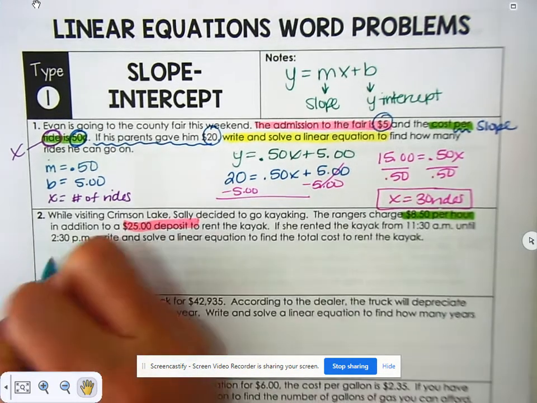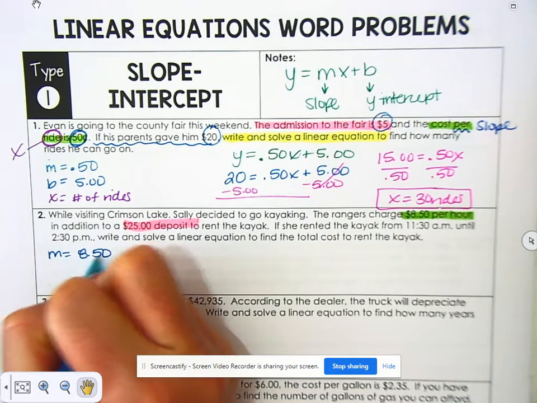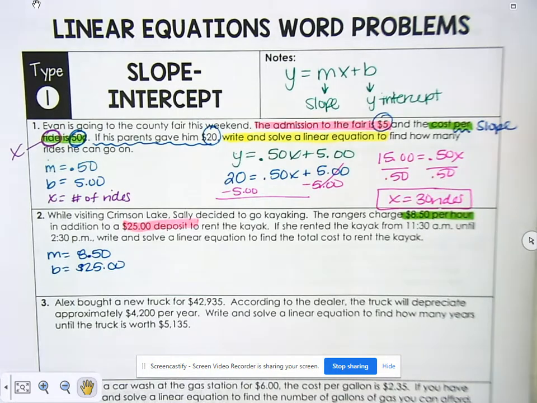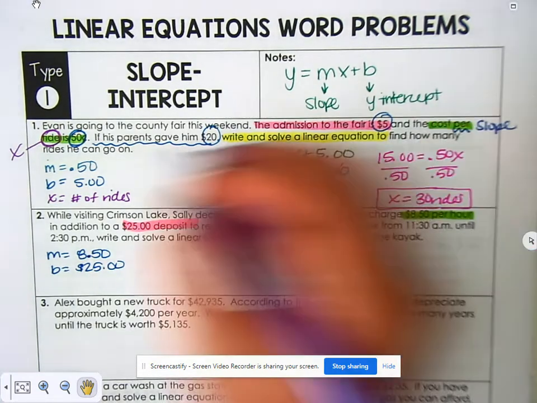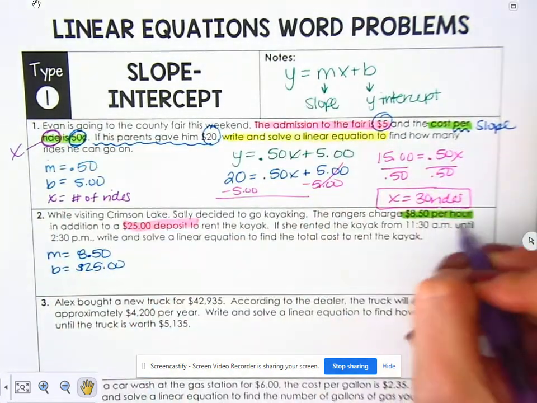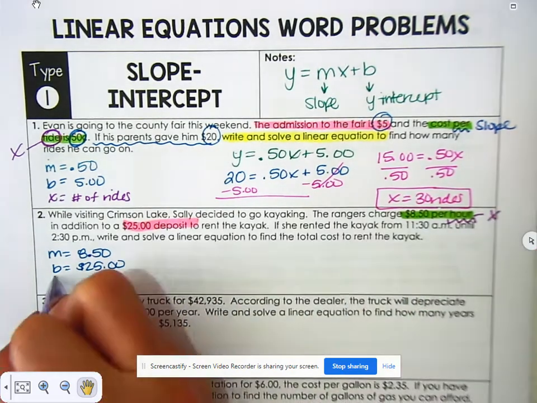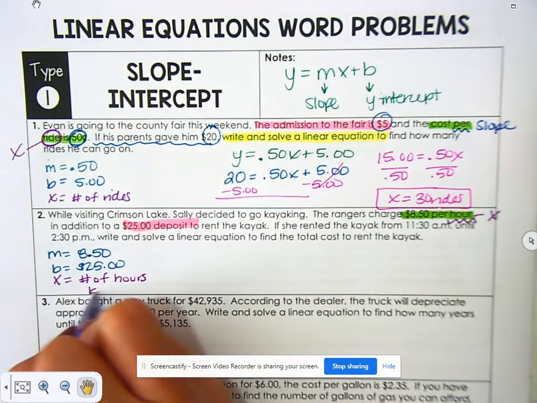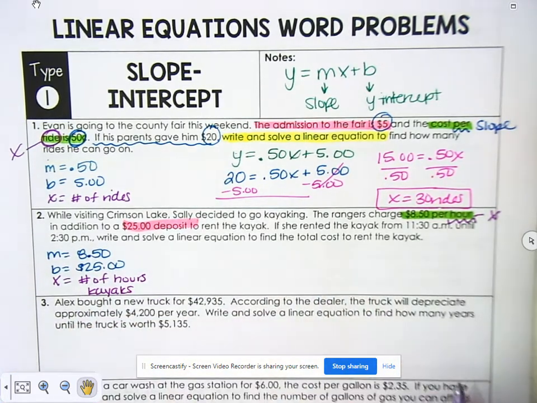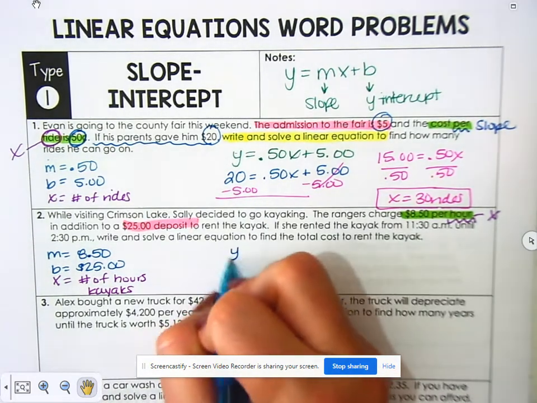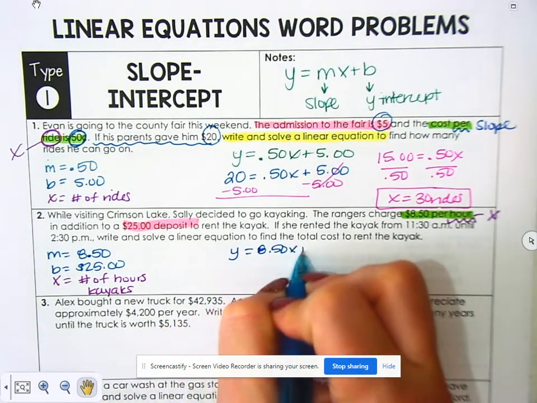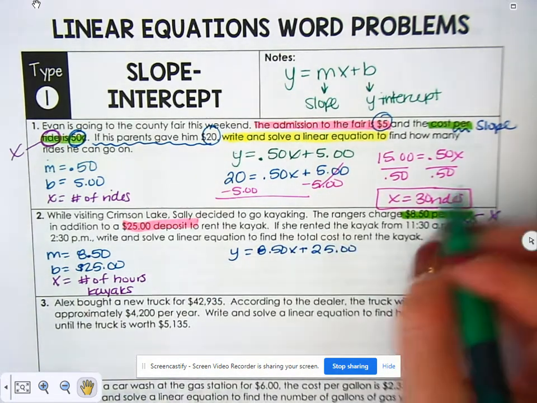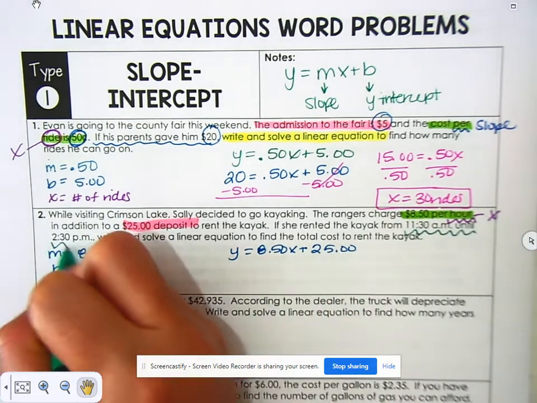Okay, so here we go. We know that our M is $8.50 per hour, and our B is the $25. Okay, now again, whatever came after the per right here is our X. So X is the number of hours that she kayaks. Okay, so here we go. Y equals 8.50x plus 25 is our equation, and then it says that she kayaked from 11:30 until 2:30.